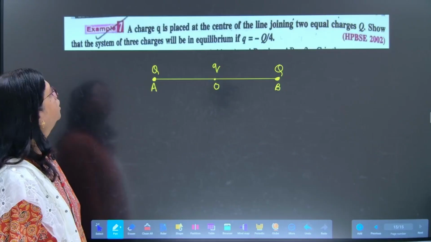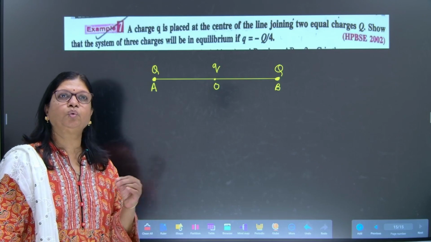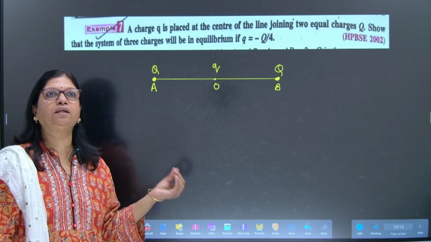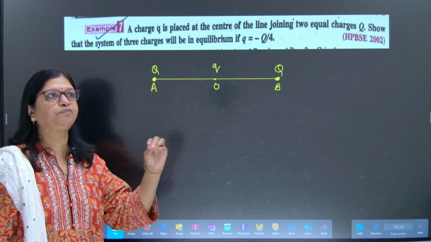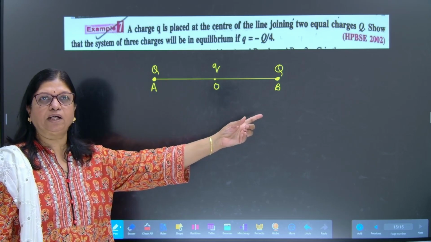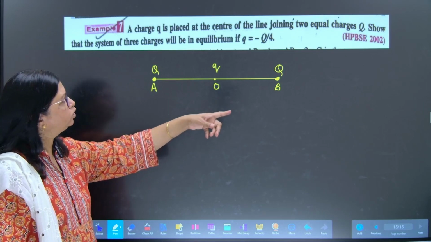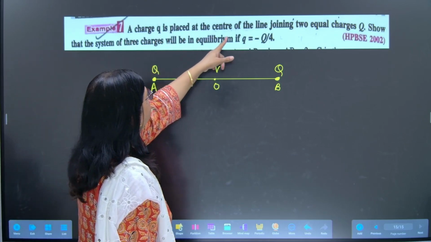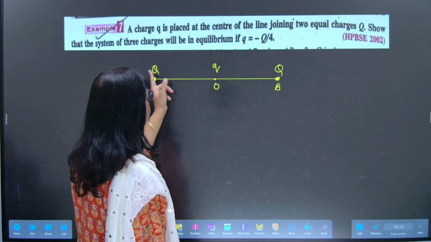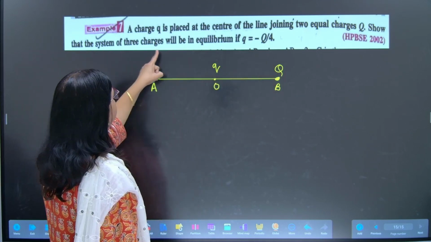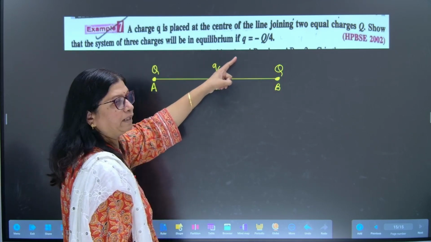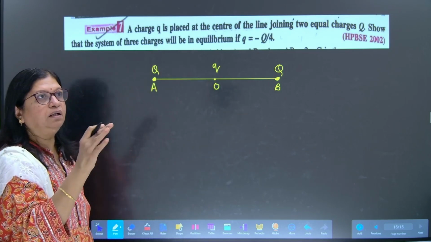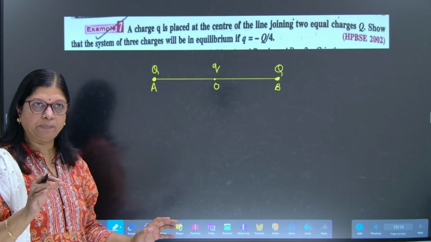Remember that. Okay, so now let us move to another question based on Coulomb's law, which is just like the previous question, but here the polarity of charges is a little bit different. Here all three charges are positive, and we have to show that the system is in equilibrium. Let us read the question. A charge q is placed at the center of the line joining two equal charges Q and Q. Show that the system of the three charges will be in equilibrium if q is equal to minus Q upon 4.